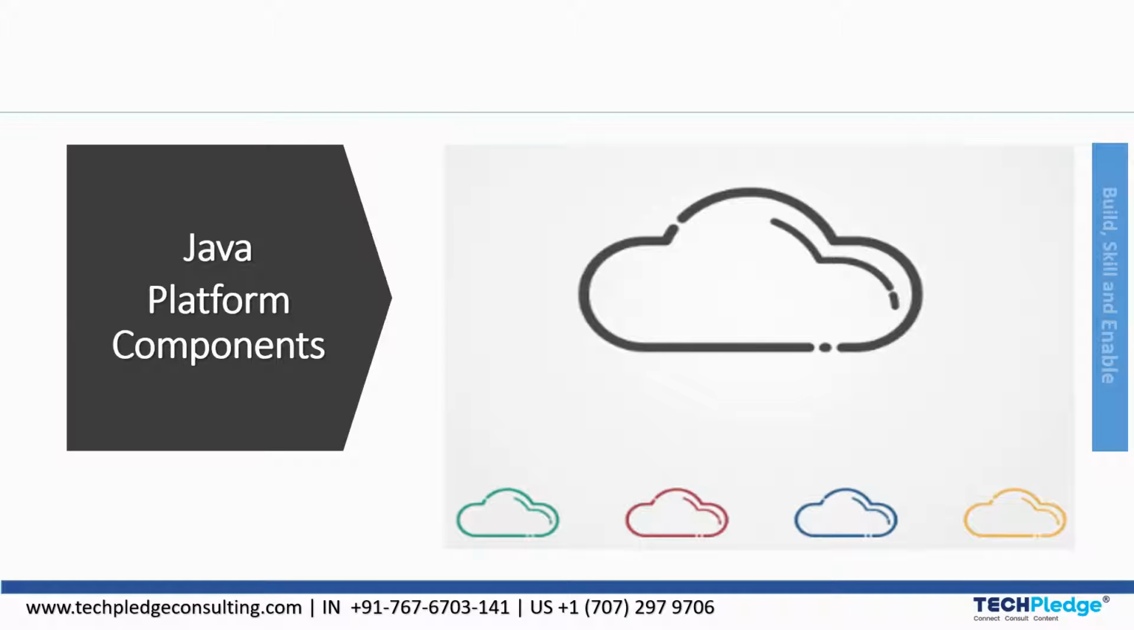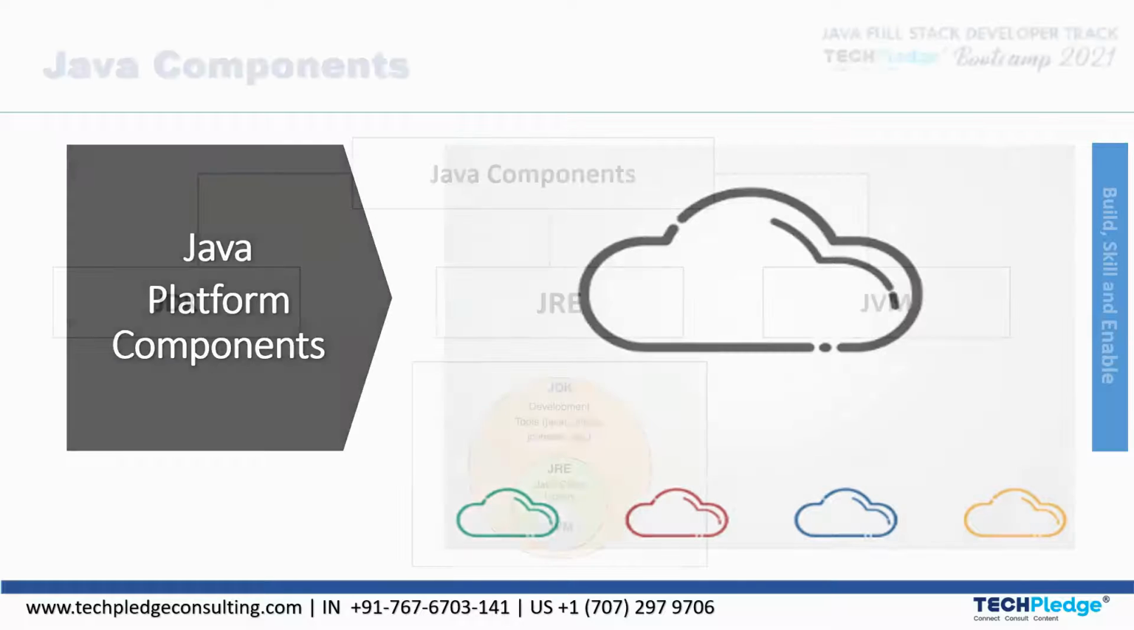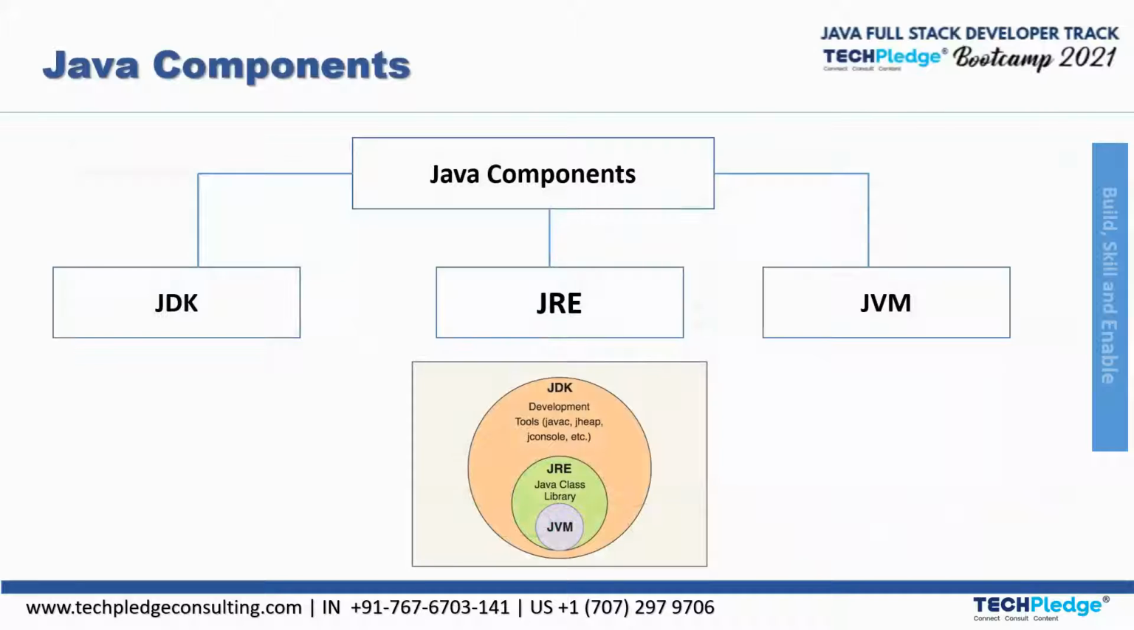Welcome back. So this is the Java components module. In this, you'll be learning about all the components that make up Java. So let's go into it. The first component is the Java Development Kit. The next is the Java Runtime Environment, and finally the Java Virtual Machine.